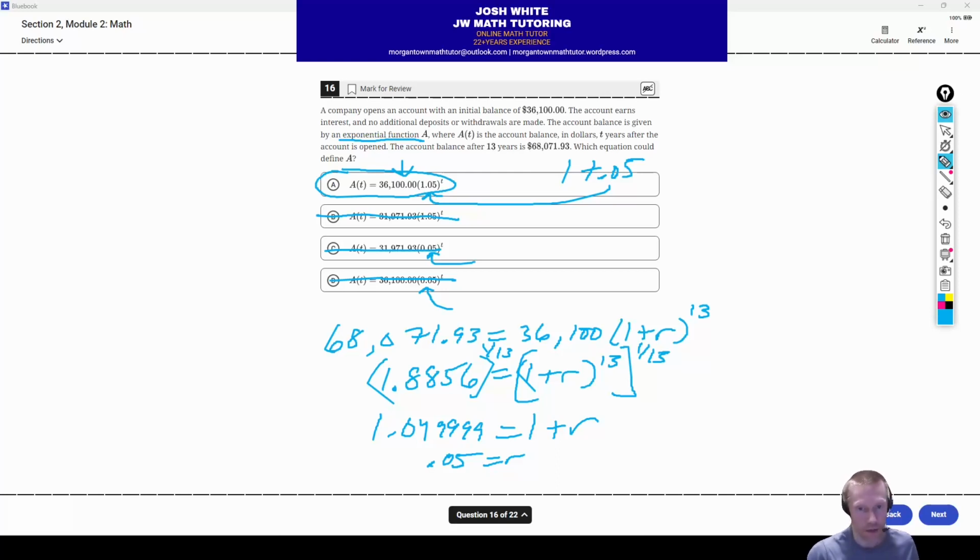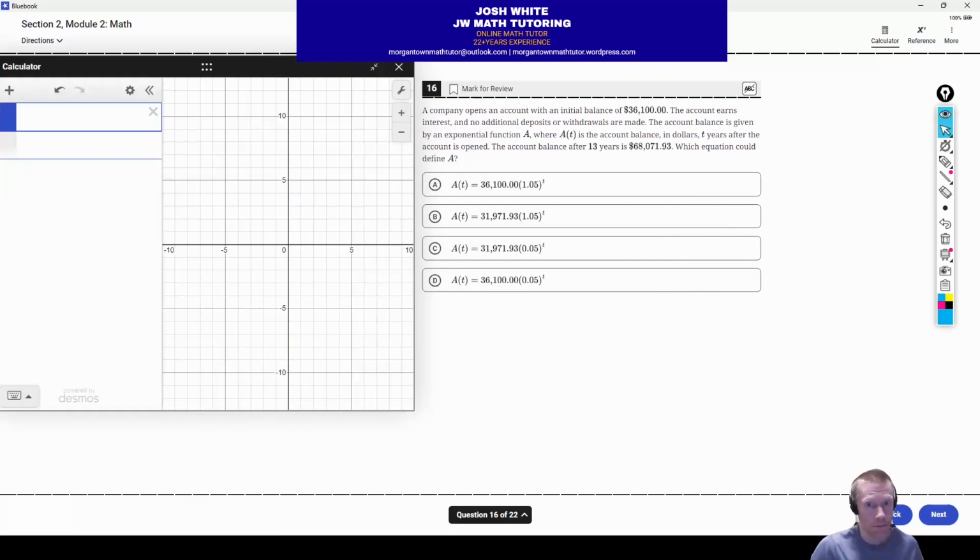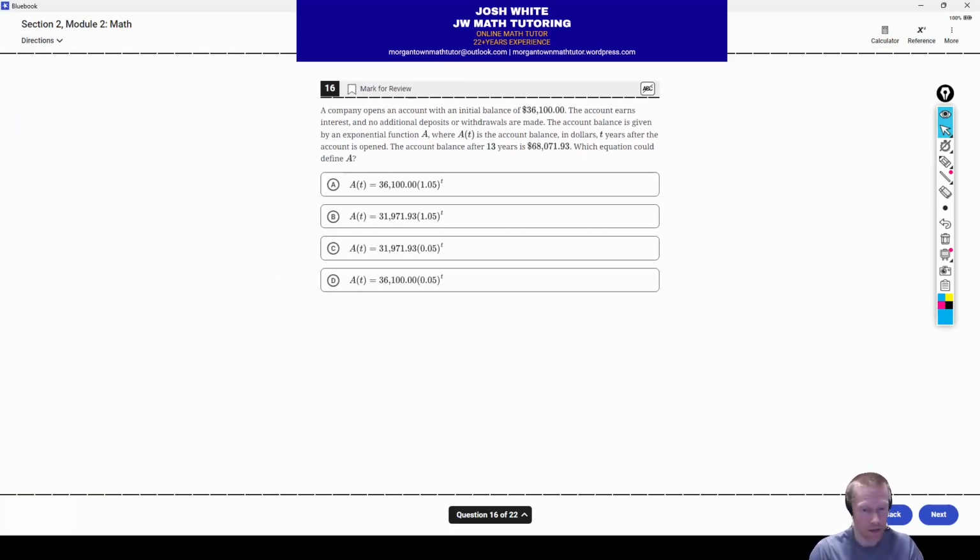Now, another method you could use to solve this, say method 3, is back solving. Just go to Desmos, put in the first answer choice, and put in 13 for t. And see, does it equal $68,071.93? The answer is yes, so that's the correct answer. If it didn't, then you would try answer choice B, see if it equaled the number you would expect after 13 years, and then move on from there. So this one you can back solve. You can technically solve mathematically for r, or you can just use process of elimination to figure out that A has to be correct without even doing any of that work.